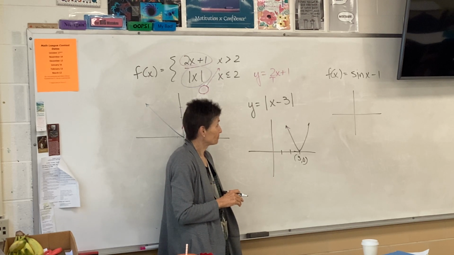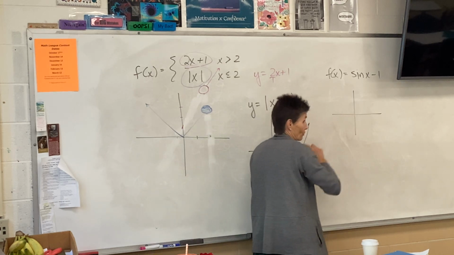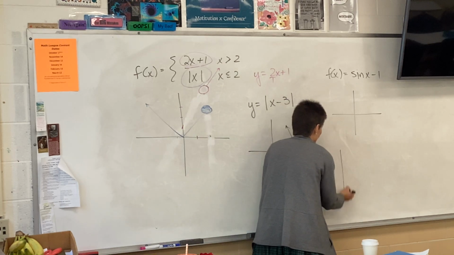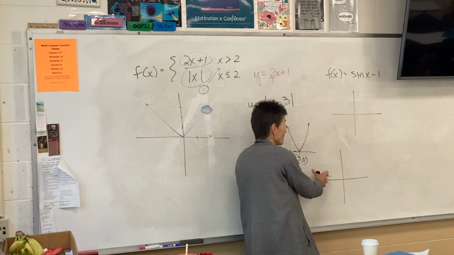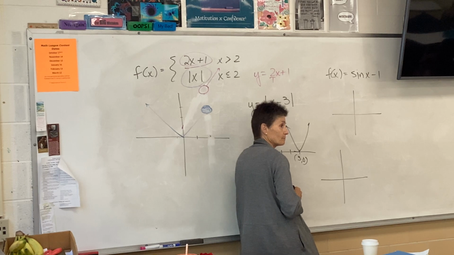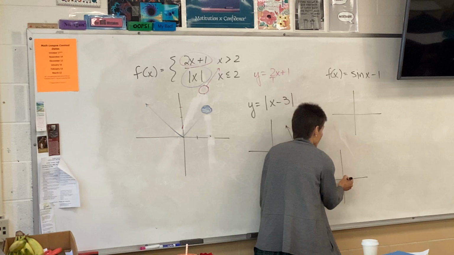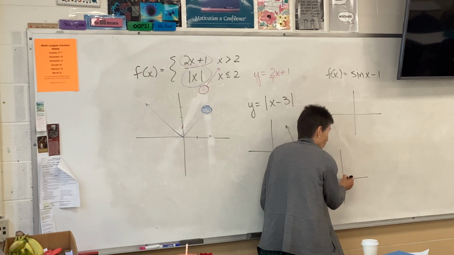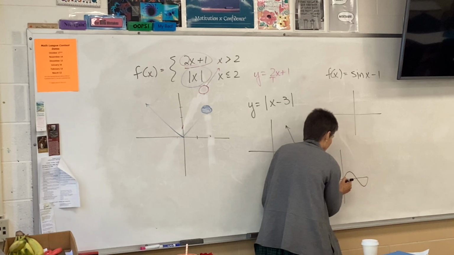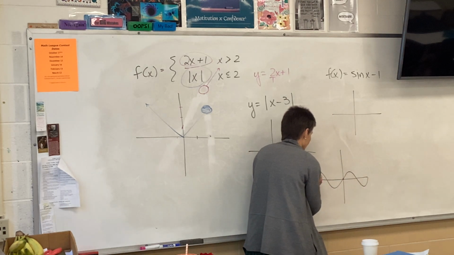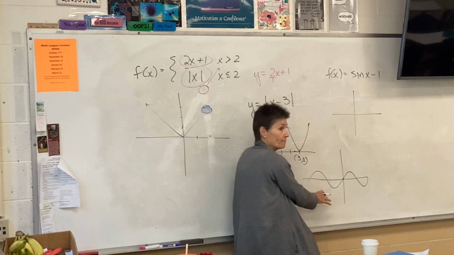Okay? This one is harder. First of all, the shape is a little harder. I'm going to draw my regular sine right here. What does my regular sine look like? It's the wave, and it's the one that goes through the origin. Now, yeah, this is the regular one.